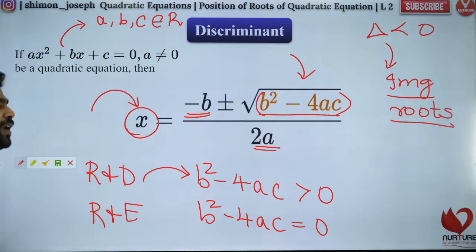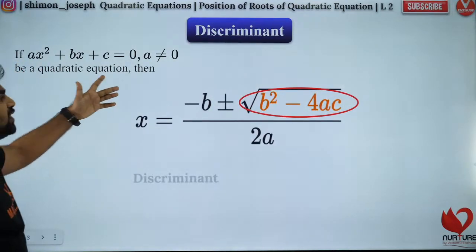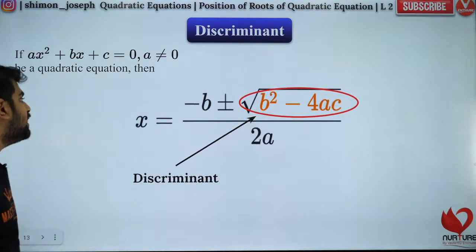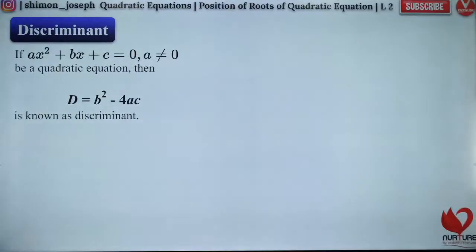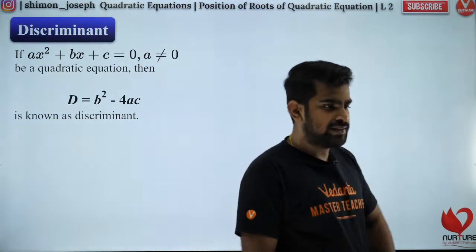So with that, people, let us move forward. I will erase it. And like I told, this quantity is called a discriminant. Now, what is the impact of it? We will study it right now. Everybody make a note of these things. These are all the basics.